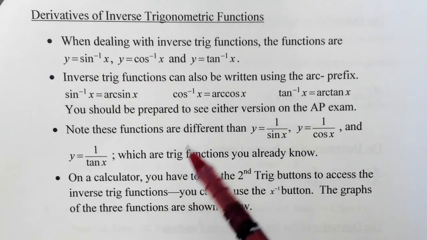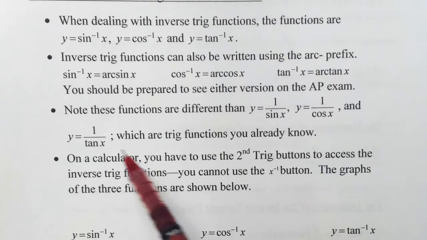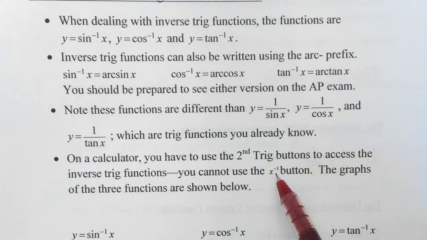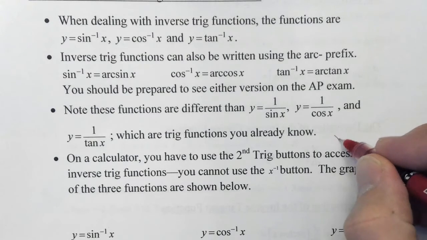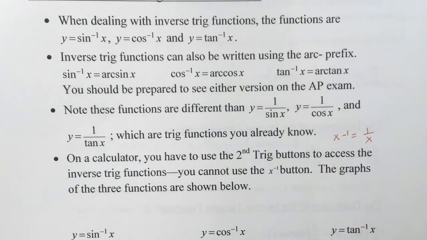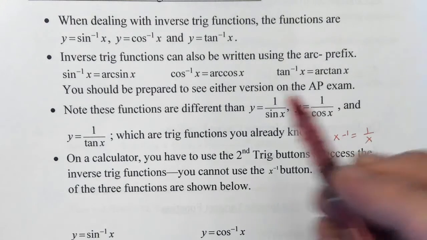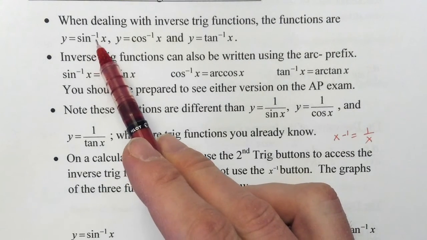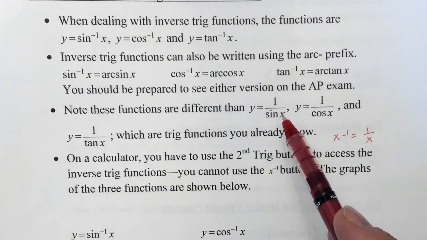If we jump quickly down to the fourth bullet point, we like that -1 x, that inverse button. We know that x to the -1 is equal to 1 over x. So quite often, when students see this inverse sine function, they think it's the same as 1 over sine. And that's not true.